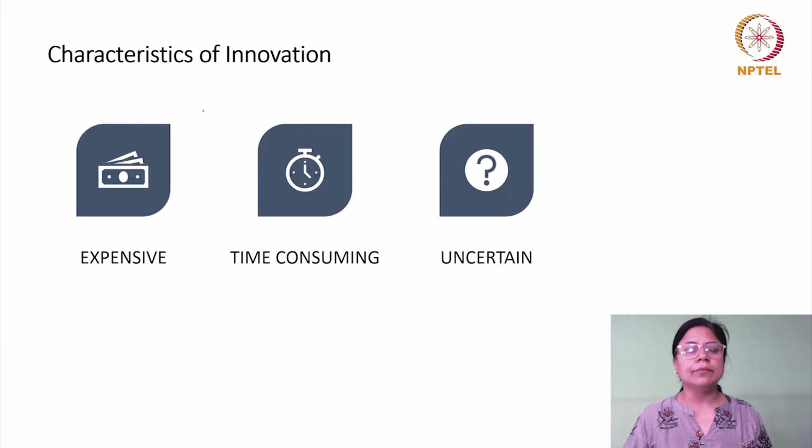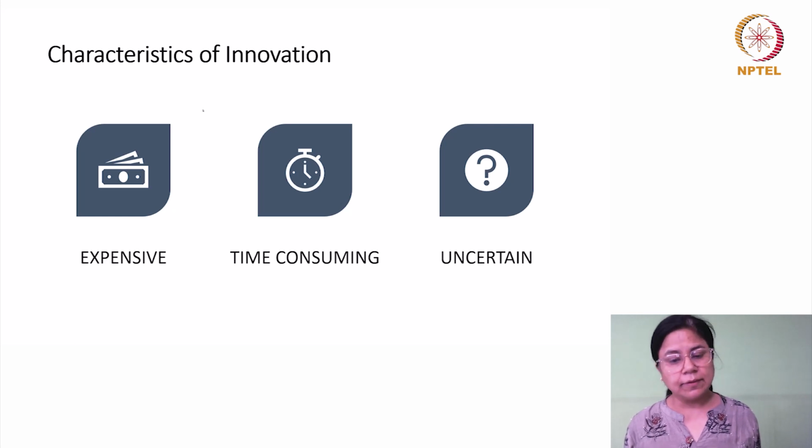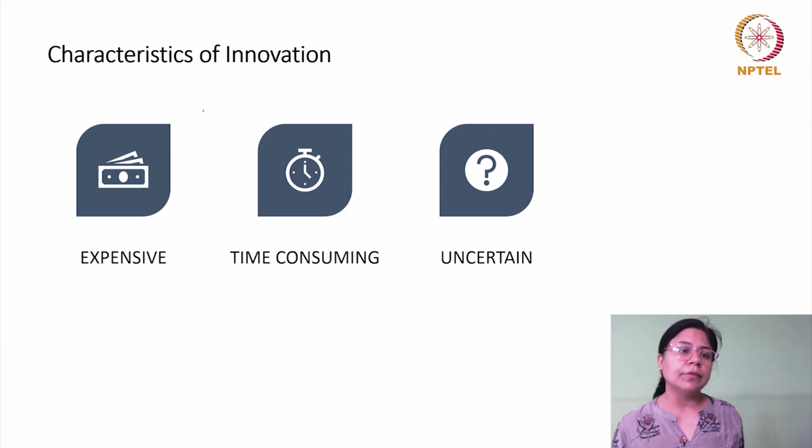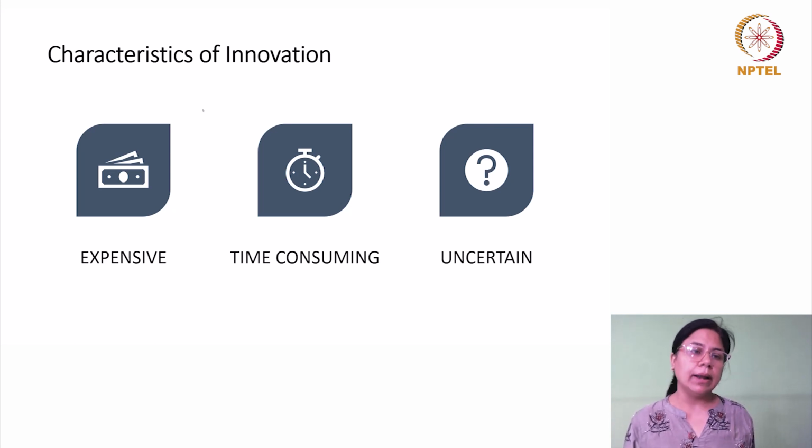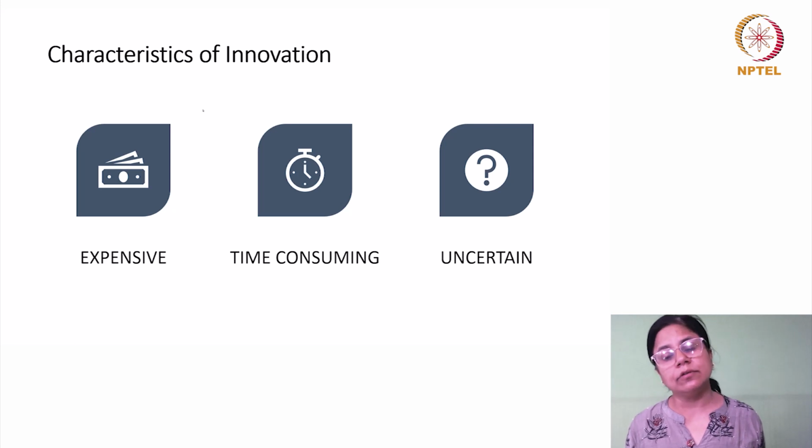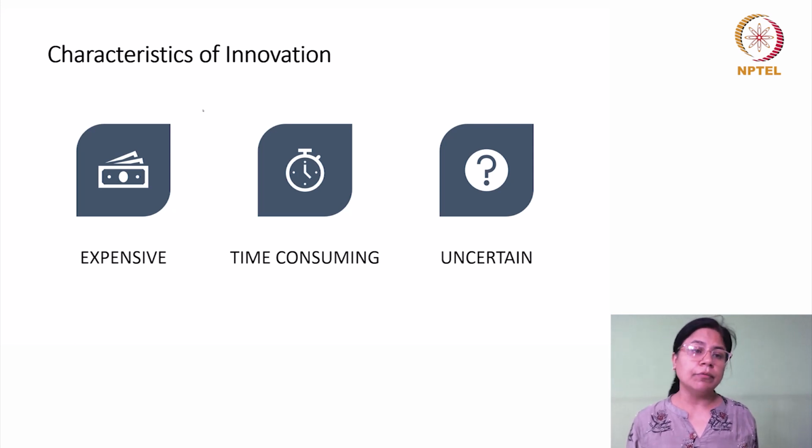So what we have is an R&D process, or innovation, which is indeed very expensive in nature. That means you need to spend a lot of resources, including physical and human resources. It is also time consuming. The outcome is not clear within a month or 2 months. Sometimes there might be a lag between investing in research and development and getting the final outcome. And the outcome is also uncertain, which is not known.